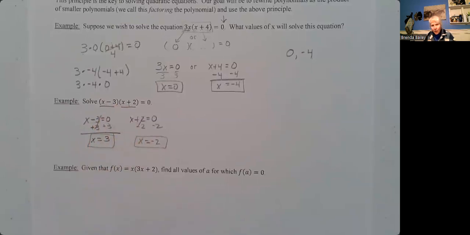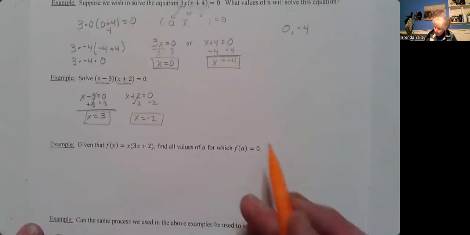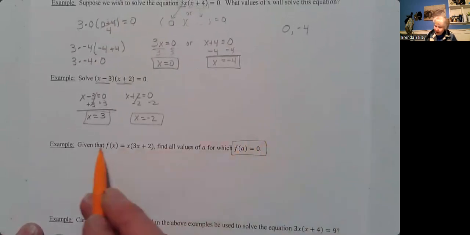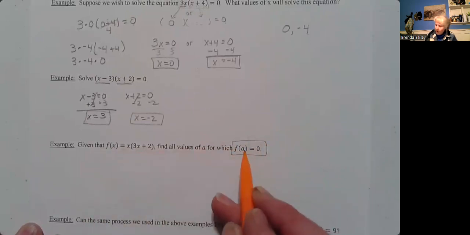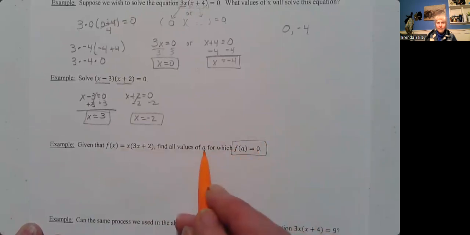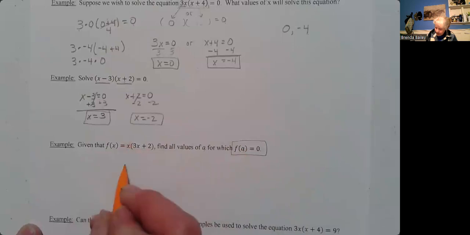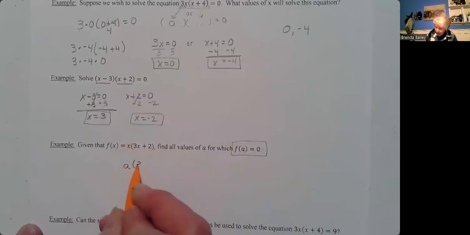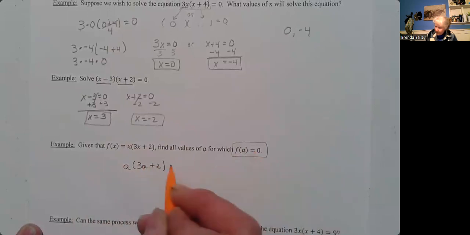Okay, now this one does occur in the homework, and it's a little bit different here. They use the function notation, and they want to know, if all the X's become A's and you set it equal to 0, solve it for A. We know that what's in the parentheses goes in for the X's. So A times (3A plus 2), and then we set it equal to 0.